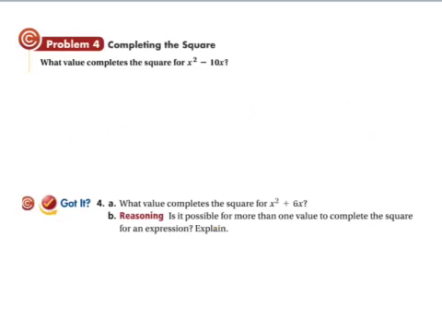What would be the value that completes the square for x squared minus 10x? What we're doing right now is trying to make this into a perfect square trinomial. What you do is you take the b value. What's our b value? Coefficient on x. Right? Take your b value, divide it by 2, and square it.